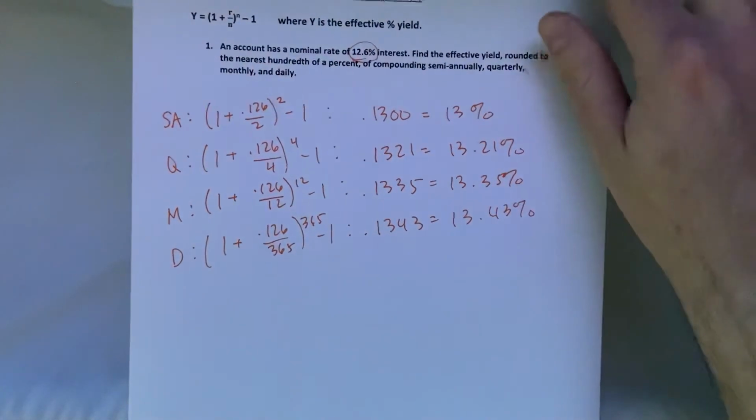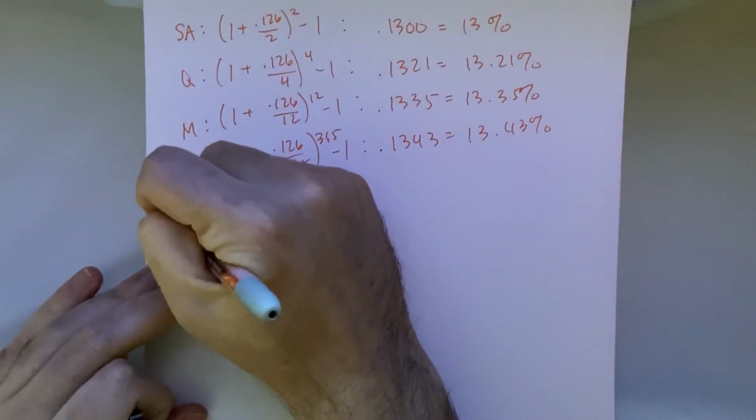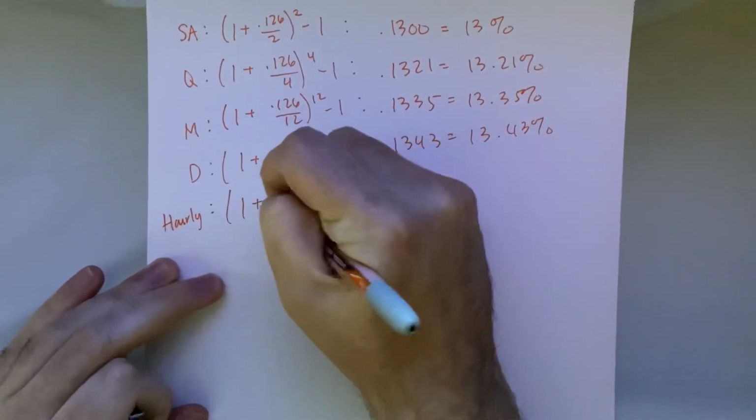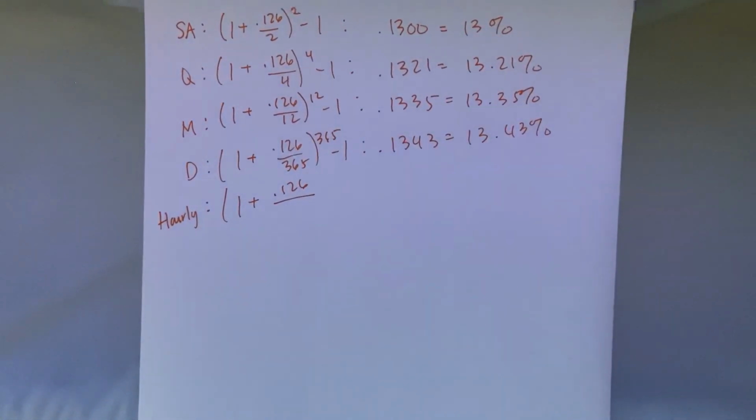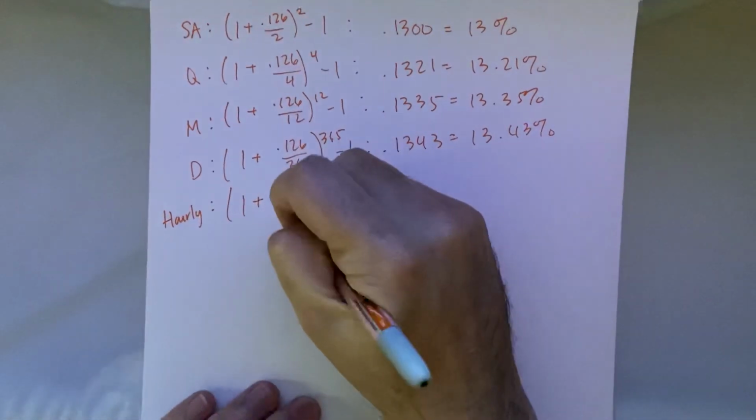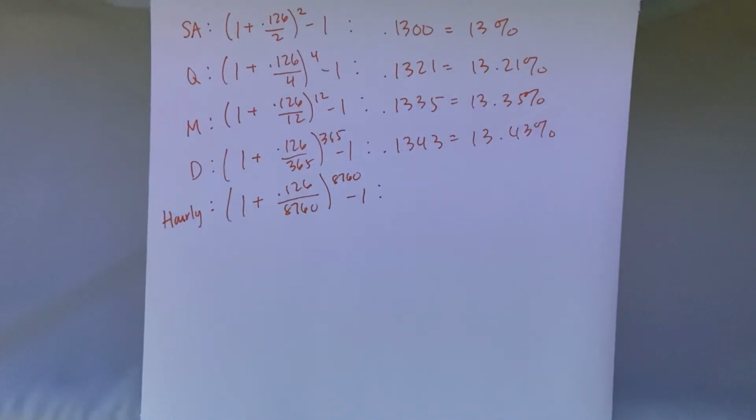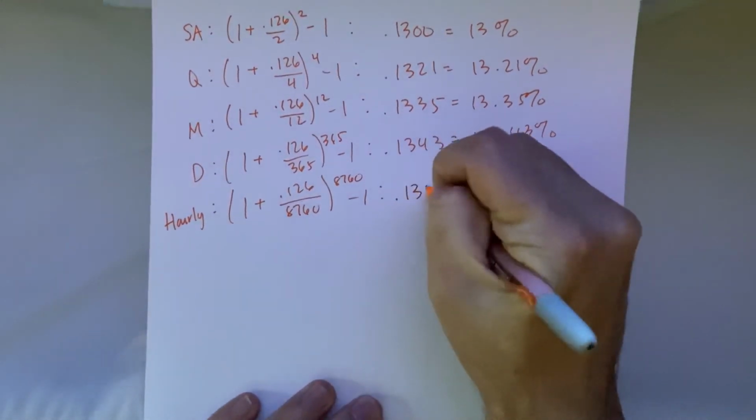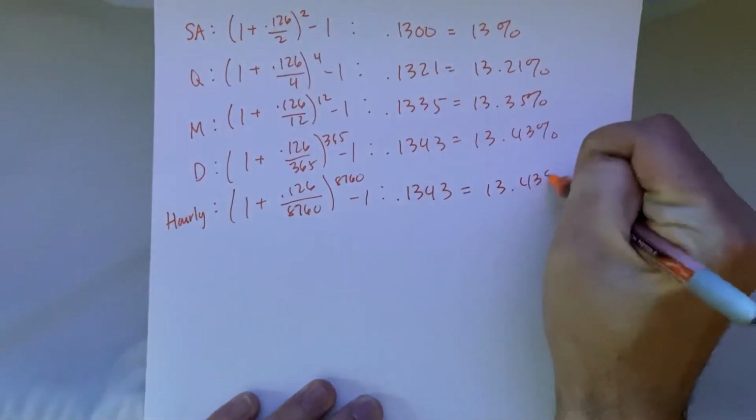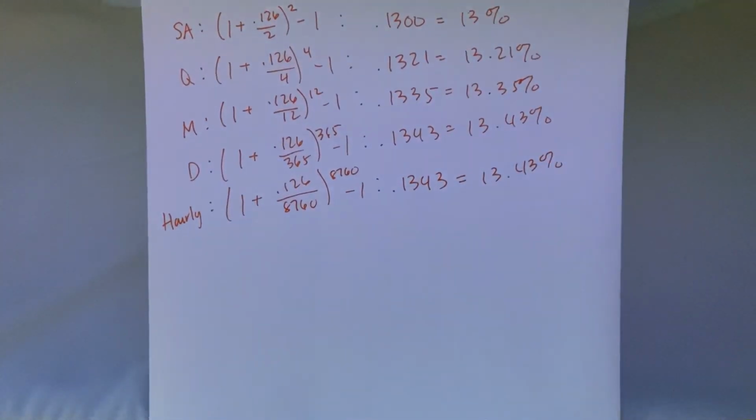Like, just for fun, we can do that. So what about hourly? Well, hourly means there's 365 times 24 hours in the year. So how many hours are there a year? 8,760. So let's see what happens when we do this. It's still 0.1343. So there's literally no difference here, and there may be like a 1/100th of a difference, depending on rounding.